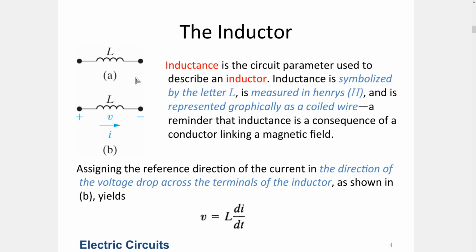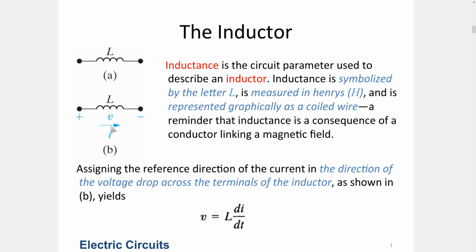The inductance is represented by the symbol L, and the unit for L is henries. It is basically a consequence of a conductor linking a magnetic field. Inductors typically store energy in a magnetic field, and the voltage and current relationship is shown like this.